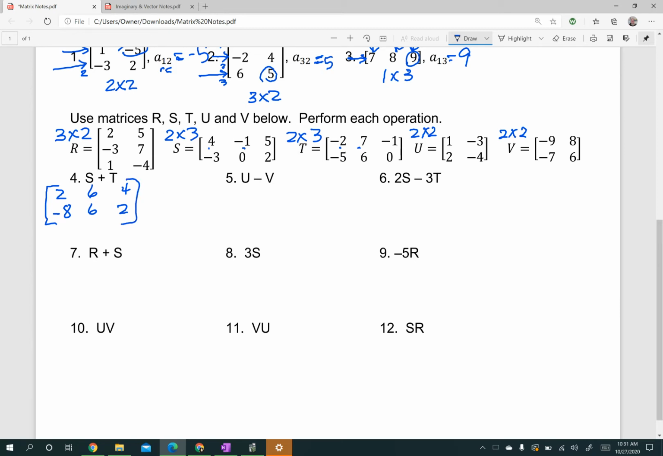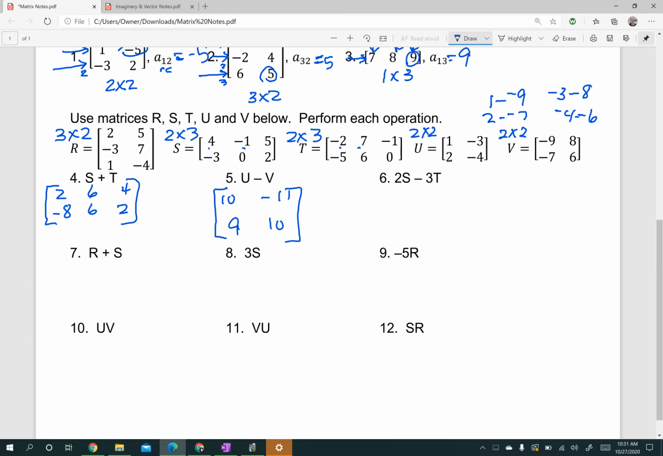Okay. Now let's subtract. If I want to do U minus V, you have to be careful with that subtracting because it would be 1 minus -9, which is 10. It would be -3 minus 8, which is -11. 2 minus -7, which is 9. And -4 minus -6, which is 10.